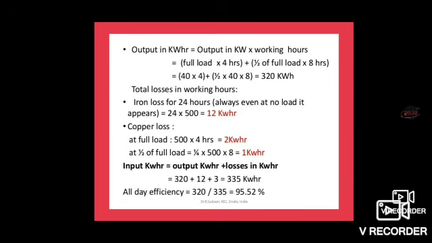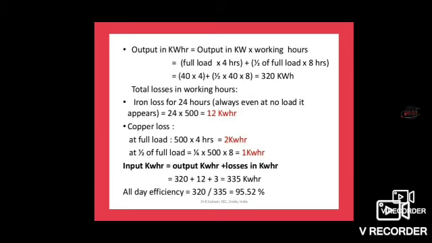The output power in kilowatt hour is found by applying the formula: output power in kilowatt into working hours. Therefore, full load into 4 hours plus half of full load into 8 hours. From the given data, 40 into 4 plus half into 40 into 8 gives 320 kilowatt hour. That is the output power in kilowatt hour.